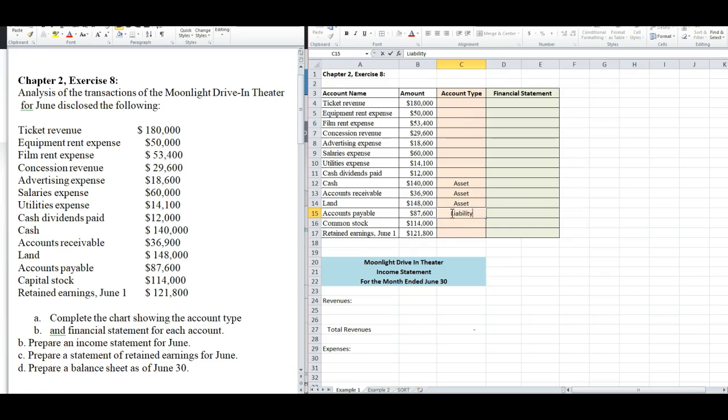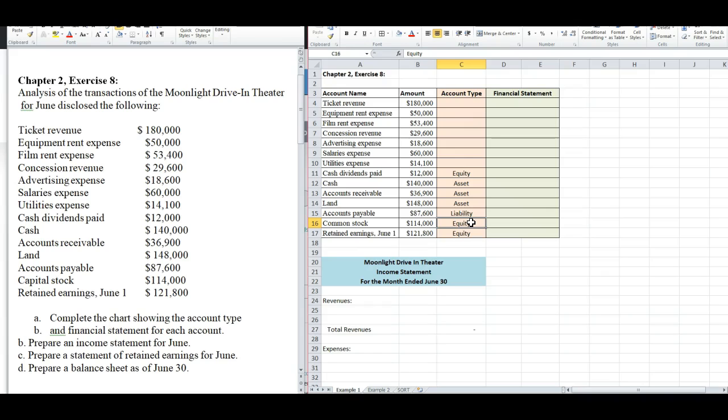Next, we have equity. We have 3 accounts that we are learning in equity right now. Common or capital stock, retained earnings, and dividends. So let's see what we have. We have cash dividends paid. Good, that would be an equity account. We have common or capital stock, which is also equity. And we have retained earnings. Those are my equity accounts.